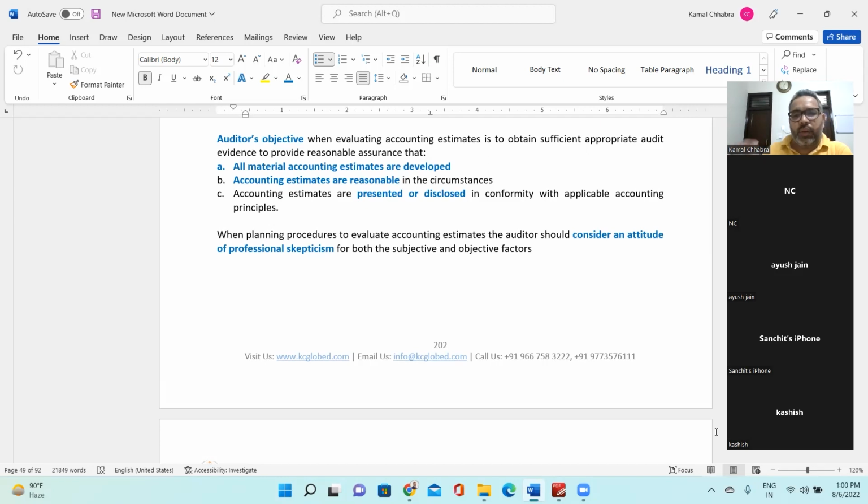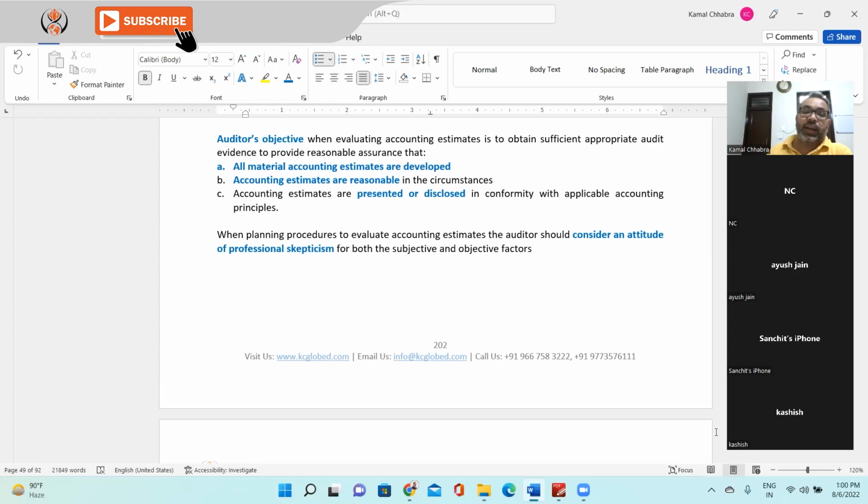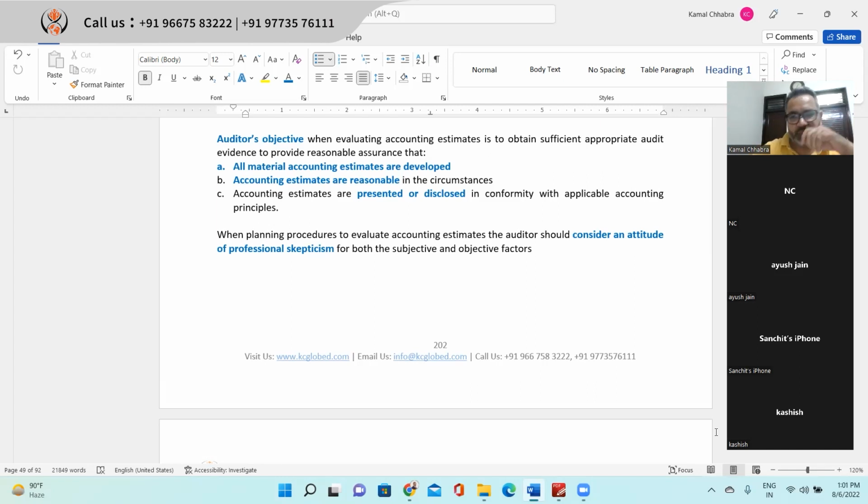When planning the procedure to evaluate the accounting estimate, auditor should consider an attitude of professional skepticism, because here is the risk of management overriding of control and management judgment. So professional skepticism plays a bigger role over here in both terms, subjectivity as well as objective of the factors. So here you need to wear the strict hat of professional skepticism when you are testing the management accounting estimates. Generally, if you have seen in audit team, experienced team member is being involved in testing the accounting estimate, because they are generally complex accounting matters. Make sense? So far, so good.